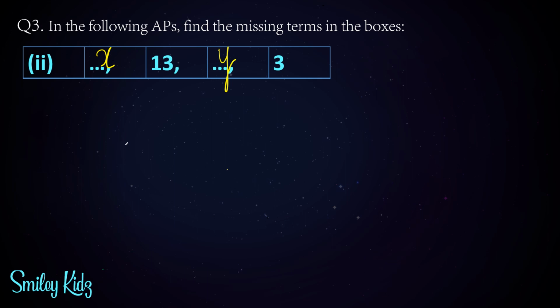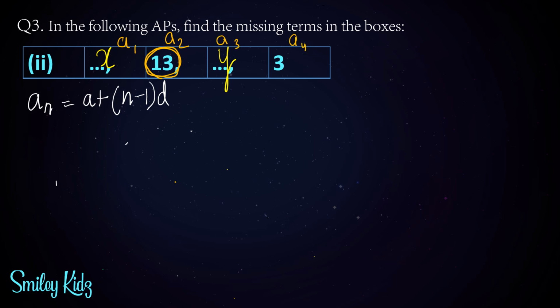Alright. Now I'm going to use a plus n minus 1 into d. And now you might be wondering, how is it possible? Let's try it out. An is equal to a plus n minus 1 into d. Now here, I'm going to take my value of n as 2, because I already know the value of a2, right? a1, a2, a3, a4.